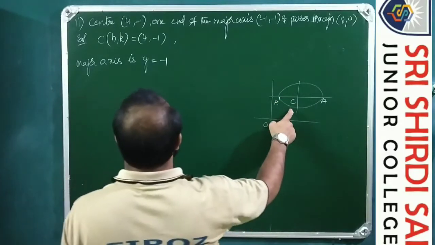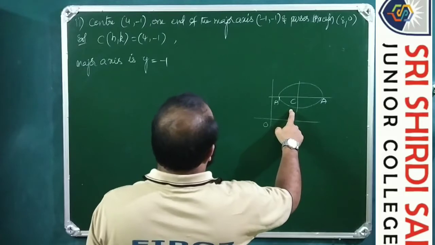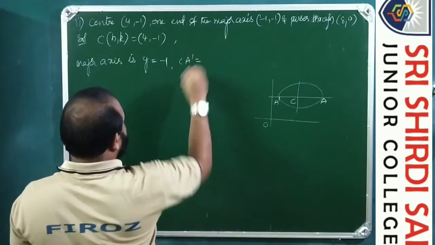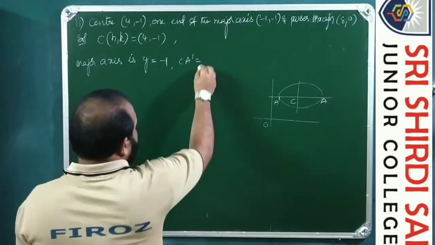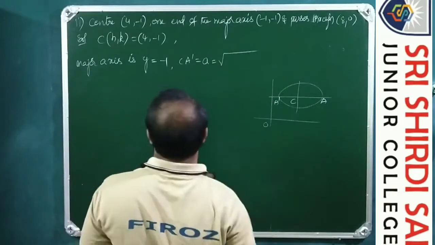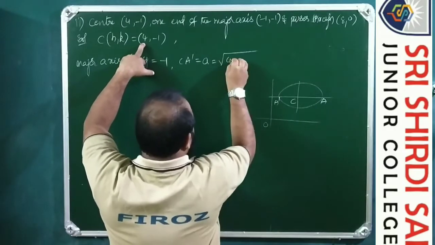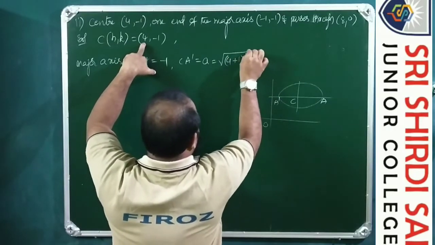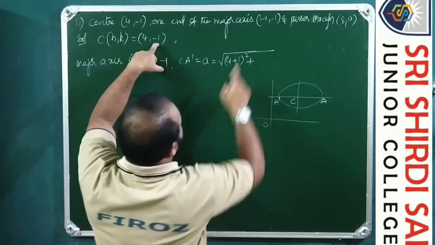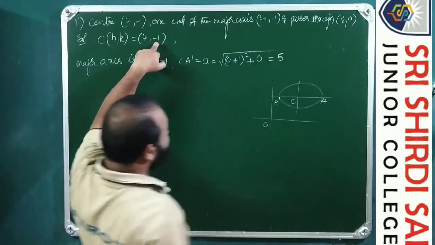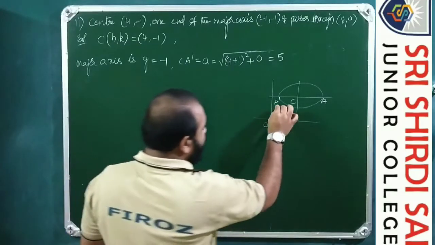Center is (4, -1) and A dash is given. So CA dash is equal to a. This is equal to the square root of (4 minus (-4))... (4 + 4 + ...) whole square plus (-1 + 1) whole square. So this is equal to 5. So this is a.